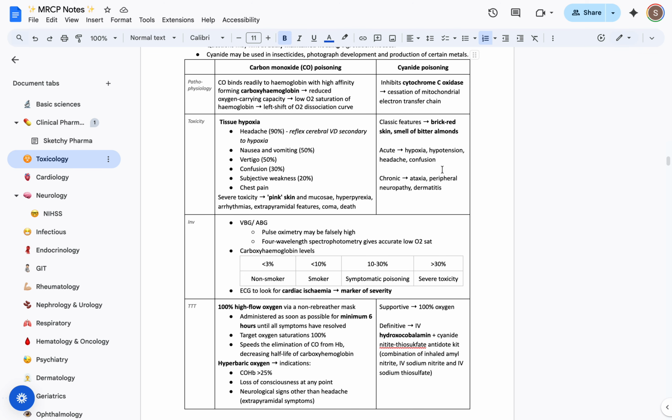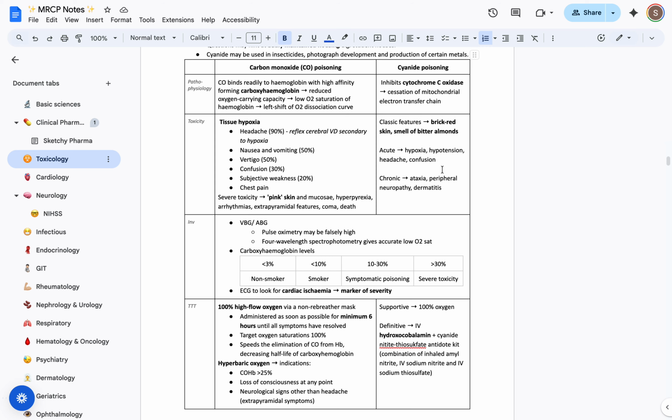First of all, you do a VBG or ABG. Keep in mind that the pulse oximetry may be falsely high. So you need to do a 4-wavelength spectrophotometry. And then you look at the carboxyhemoglobin levels. If the carboxyhemoglobin levels are less than 3%, this is a normal person who doesn't smoke. In smokers, it could reach up to 10%. But again, this does not mean that this is an acute poisoning.